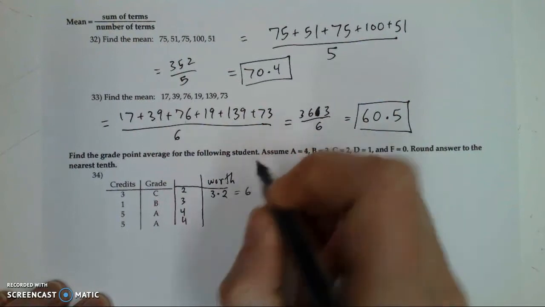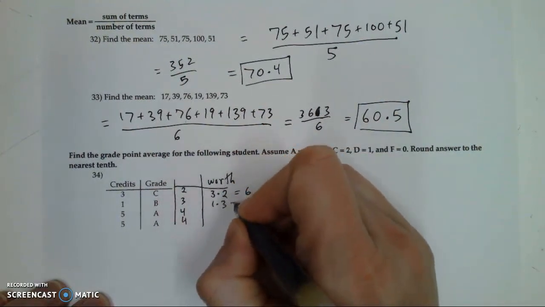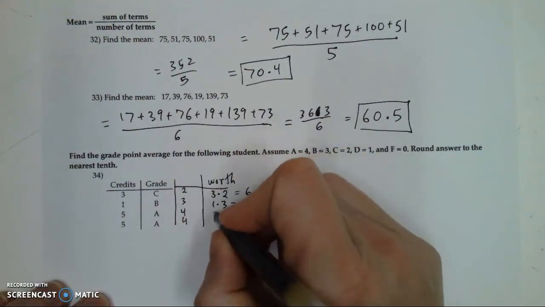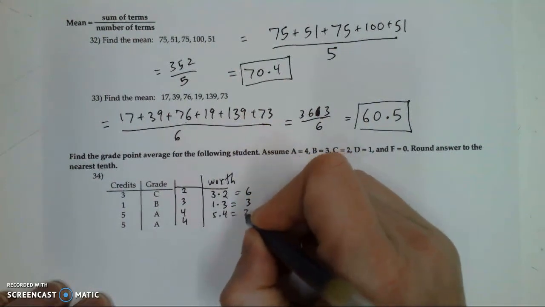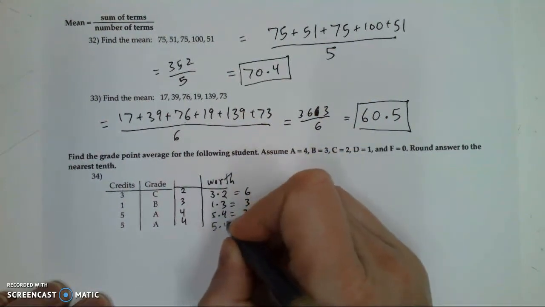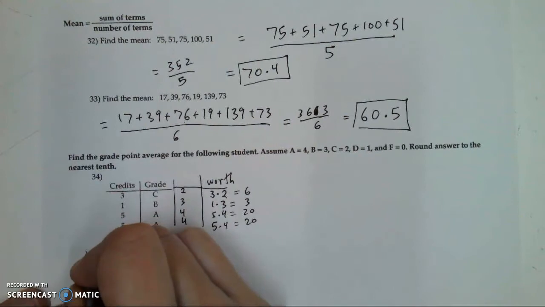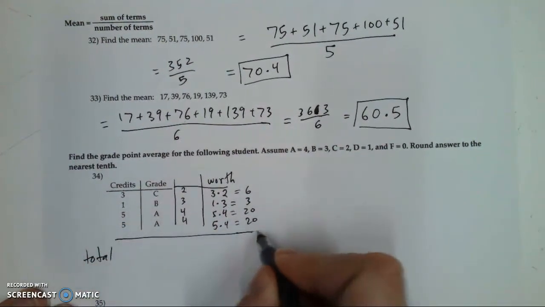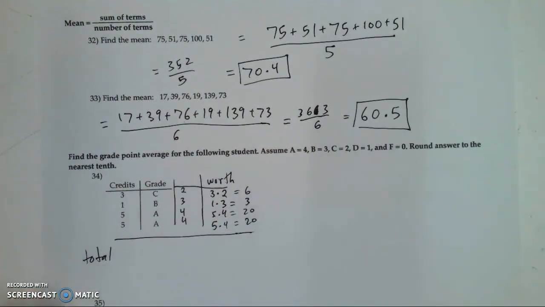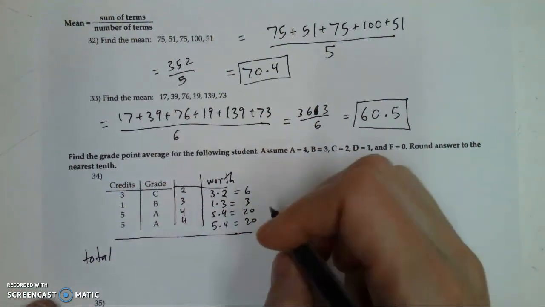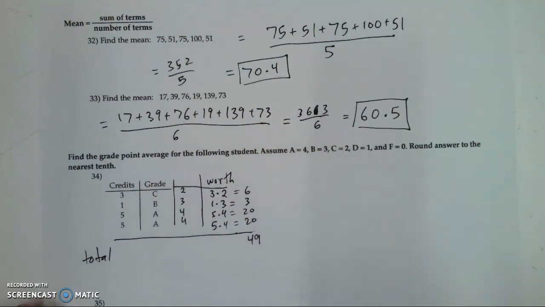So 3 times 2 is 6. 1 times 3 is 3. 5 times 4 is 20. And 5 times 4 is 20. Now let's take a total then of that last column. So 6 plus 3 plus 20 plus 20 is going to give me 49.